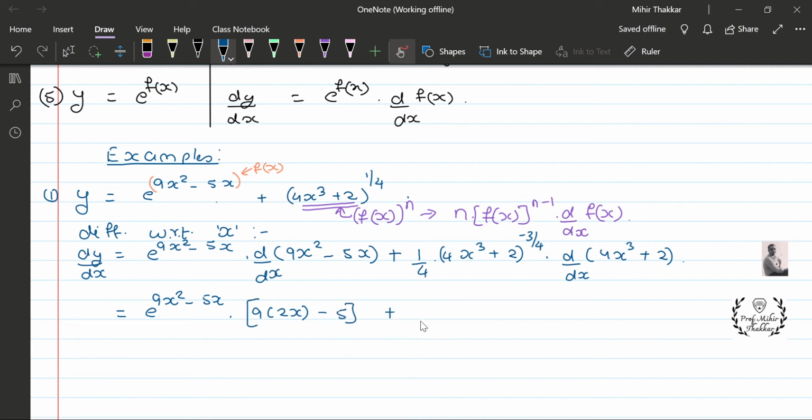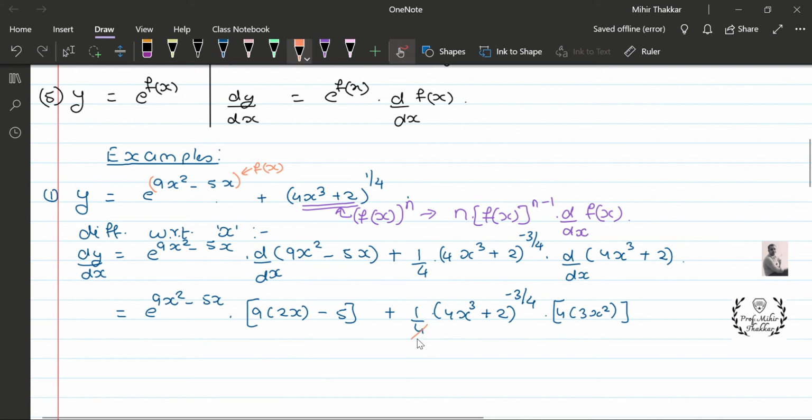plus this 1 by 4 into (4x cube plus 2) raised to minus 3 by 4 multiplied by the derivative of 4x cube. So what is the derivative of 4x cube? 4 into the derivative of x cube, that is 4 into 3x square, plus the derivative of constant 2, which is 0. So I will just get 4 into 3x square. So finally, I can cancel off these both 4 values.